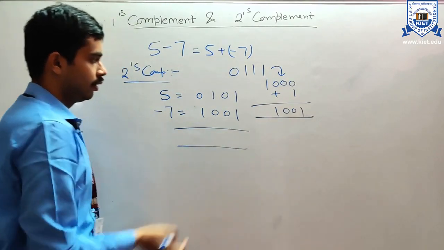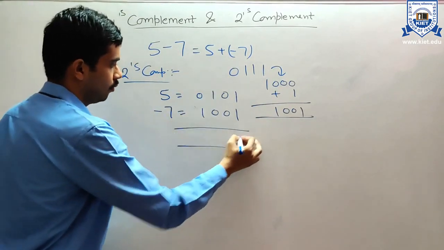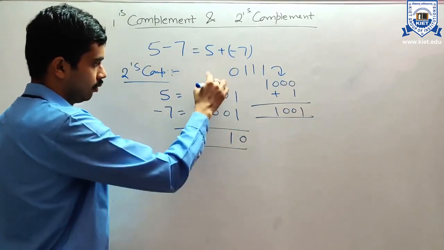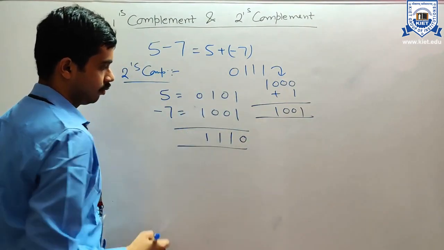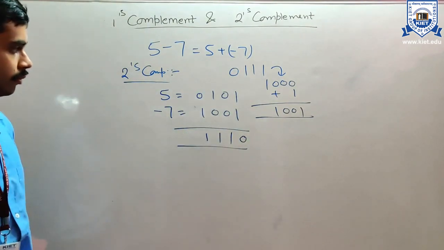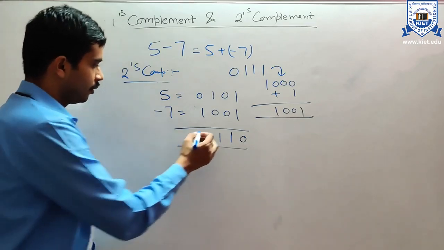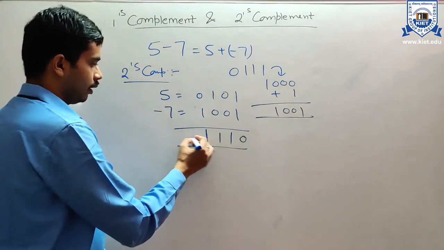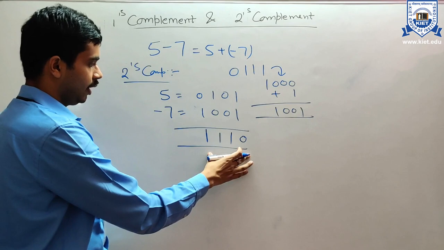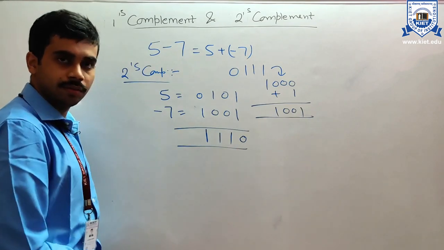Now we will add both of the numbers. 1 1 0 1 1 1. Okay, so in this you can see we are getting 1 1 1 0.